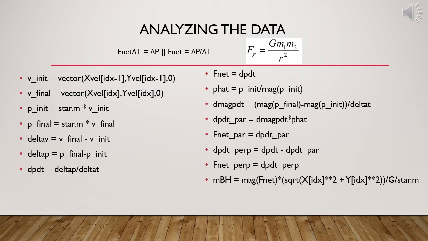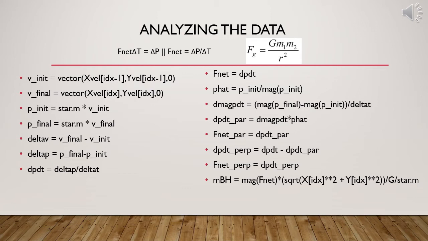Using the motion data, we can extract the mass of the black hole. To do this, we must repeatedly apply Newton's second law. Newton's second law states that Fnet times change in time equals change in momentum, or equivalently, that Fnet equals change in momentum over change in time. Using this, as well as the formula for gravitational force, we can find Fnet and then solve for the mass of the black hole.